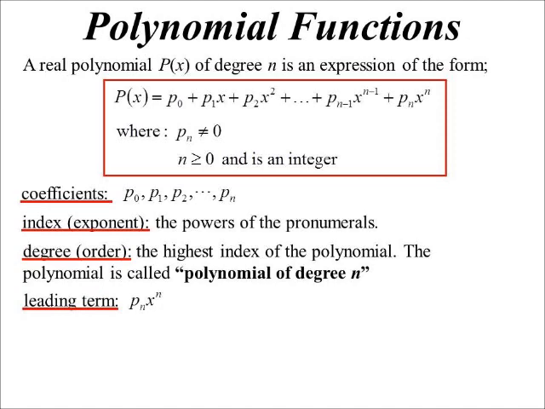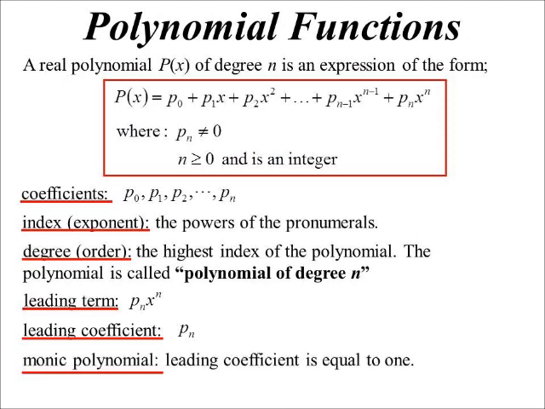The leading term, interesting expression, because the way we've written out our general polynomial is actually the last term, not the first term. But the leading term is the term that has the highest power. So Pn x to the n, as opposed to the leading coefficient, which is just Pn. So make sure you read the question carefully. If it just asks for the leading coefficient, then you don't put the x to the n in. It's just interested in the coefficient. But if they ask for the leading term, then you put the x to the n in as well. And a monic polynomial is when the leading coefficient is equal to 1.